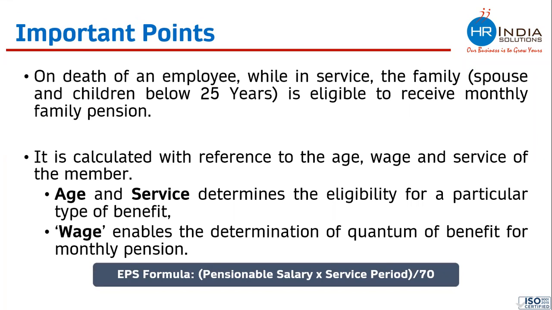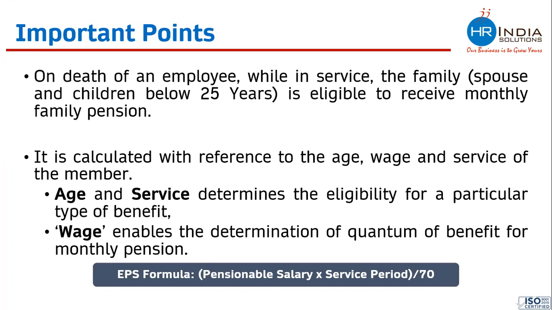Age and service determine the eligibility for a particular type of benefit. Age, where the person has attained 58 years. Service, the person has completed 10 years of contribution. Now the person is eligible to get pension. Wage enables the quantum. Depending upon the salary, pension amount can be lesser as well, but maximum it would be 7,500. Since more contribution in pension is not allowed, there cannot be higher pension than 7,500.